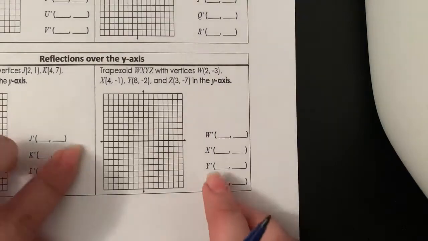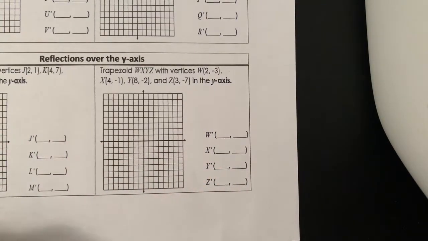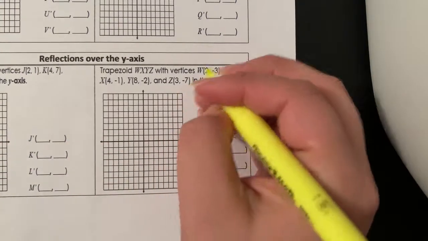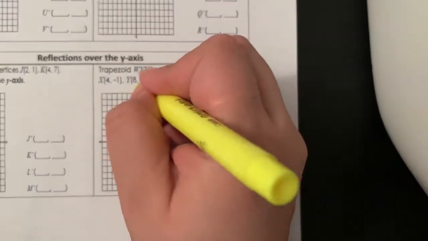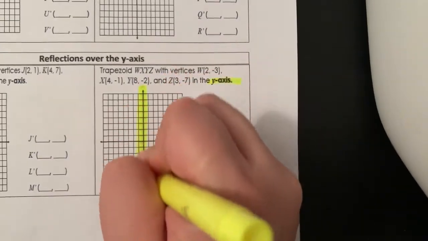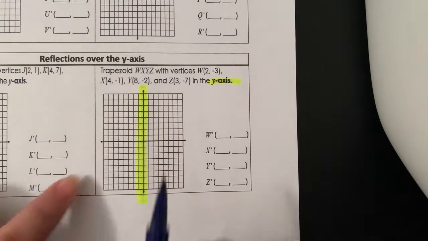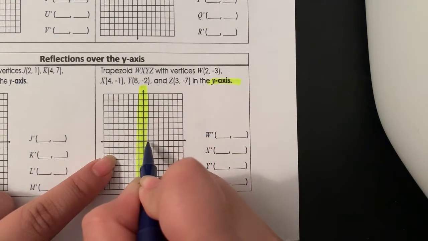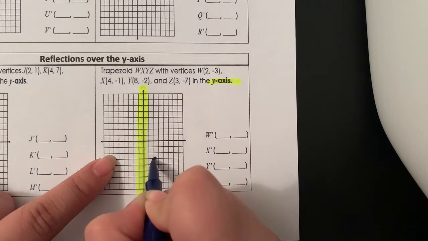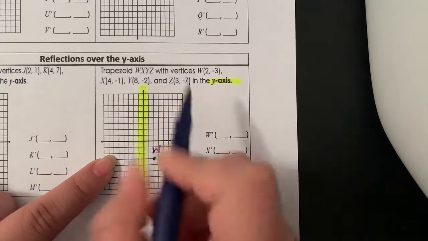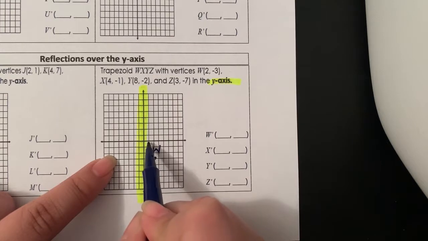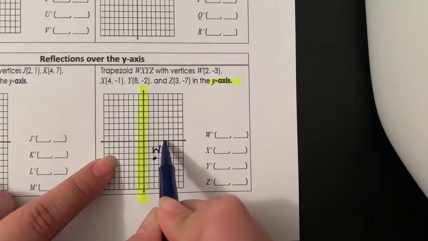And we'll move down here to our trapezoid. So in this one, we are reflecting it over our y-axis. So that is this right here. Now I need to plot my points. W is 2, negative 3. X is 4, negative 1. So that's going to be 1, 2, 3, 4, negative 1.